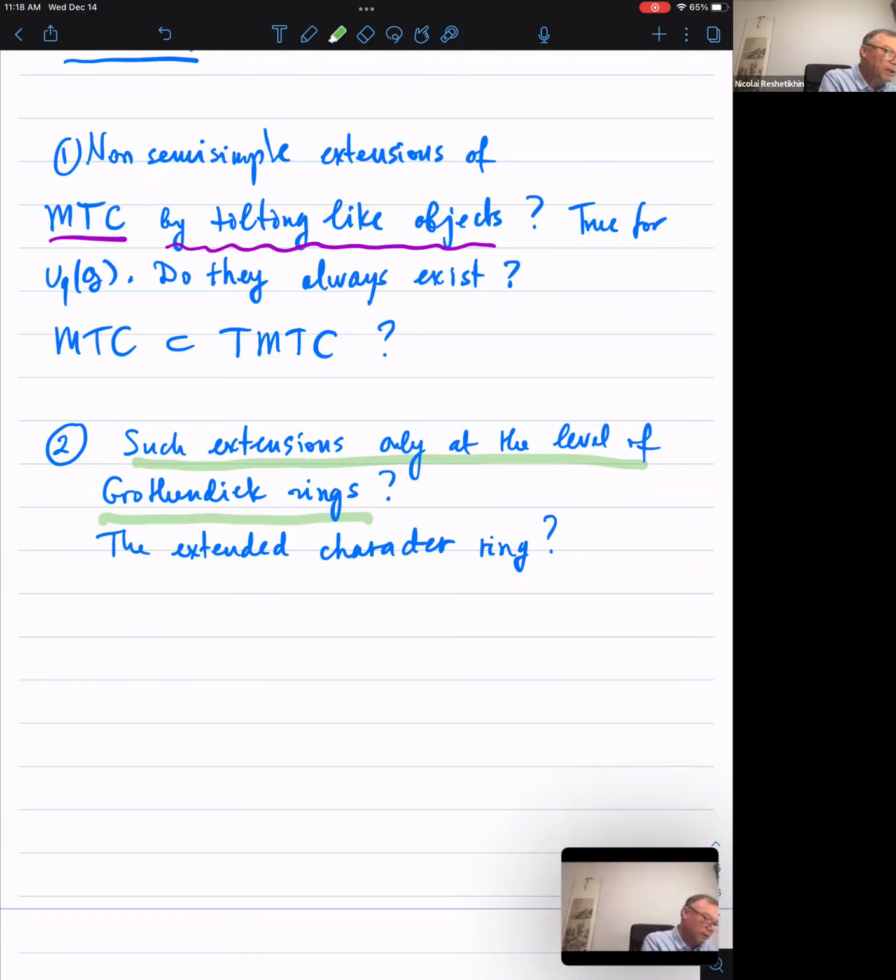I said that it would be interesting to see whether there are non-semi-simple extensions of categories, but in fact, it would be interesting to see if they exist at the level of Grothendieck rings, and then maybe get some interesting characters from there. Okay, so that's the end.